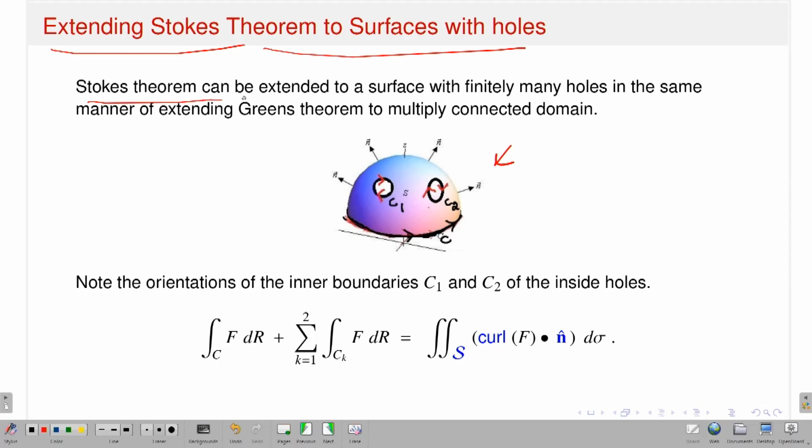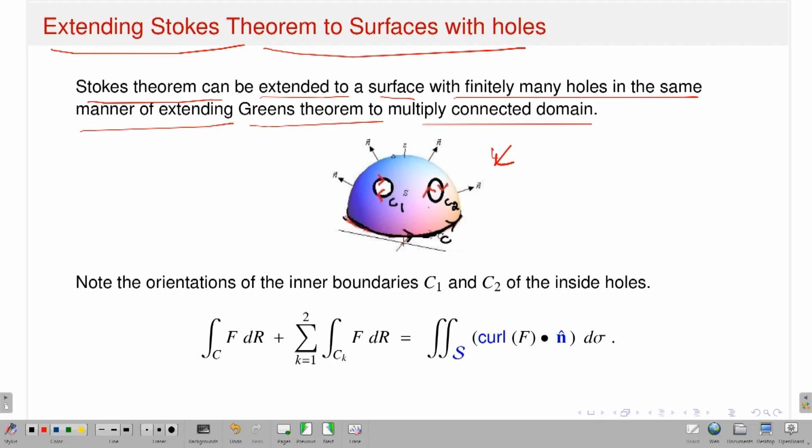What is that? Stokes theorem can be extended to a surface with finitely many holes in the same manner as extending Green's theorem to a multiply connected domain. If you remember, when I talked about Green's theorem, I gave two statements: one for a simply connected domain, another for a multiply connected domain. Since Stokes theorem is the three-dimensional version of Green's theorem, I can start with a surface with finitely many holes and state the corresponding theorem.